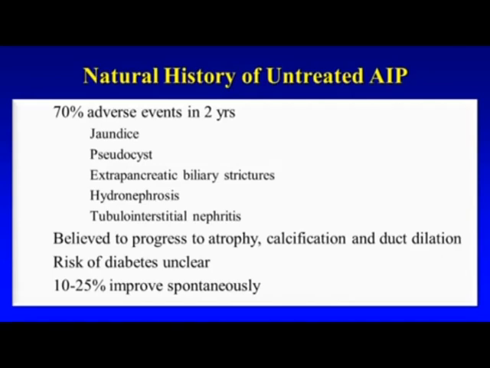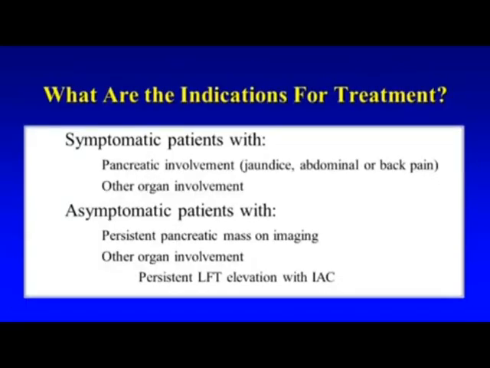It's been reported that up to 70% of patients who are initially asymptomatic will develop adverse events within the first 2 years. This can include jaundice, presence of a pseudocyst, extrapancreatic biliary strictures, hydronephrosis due to retroperitoneal fibrosis, or tubulointerstitial nephritis. It's believed it can progress to atrophy, calcification, and duct dilation. There is some but unclear risk of the development of diabetes, but also 10 to 25% of these patients can improve spontaneously.